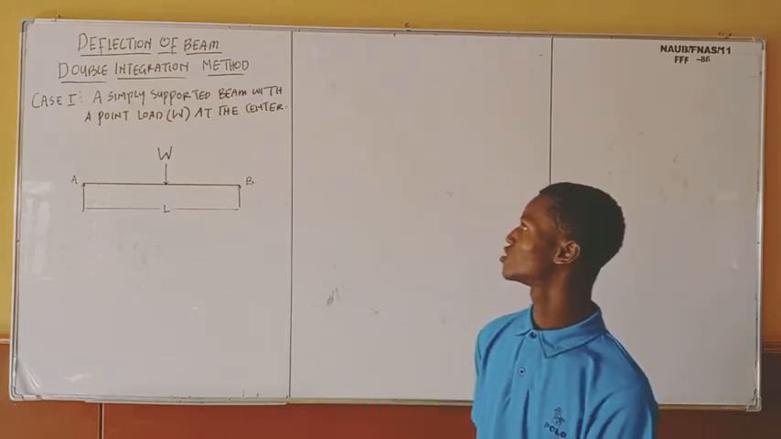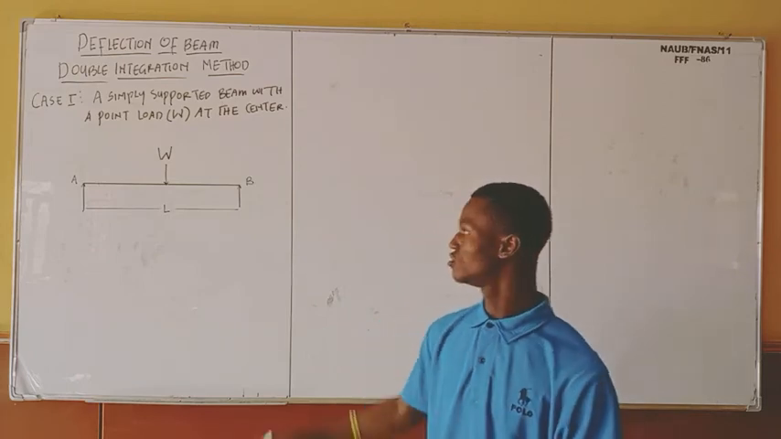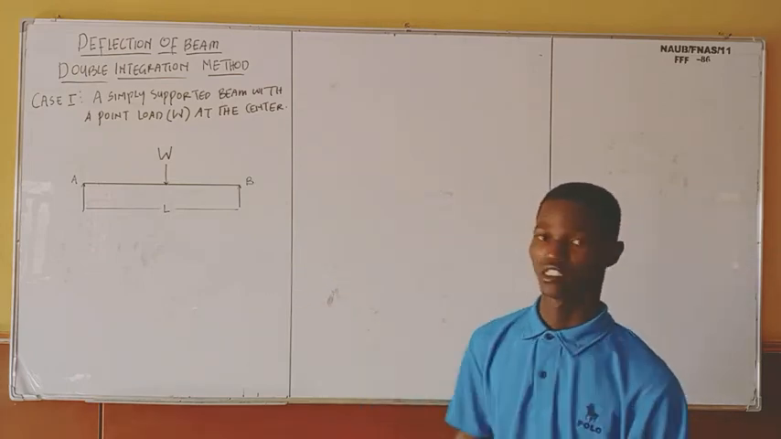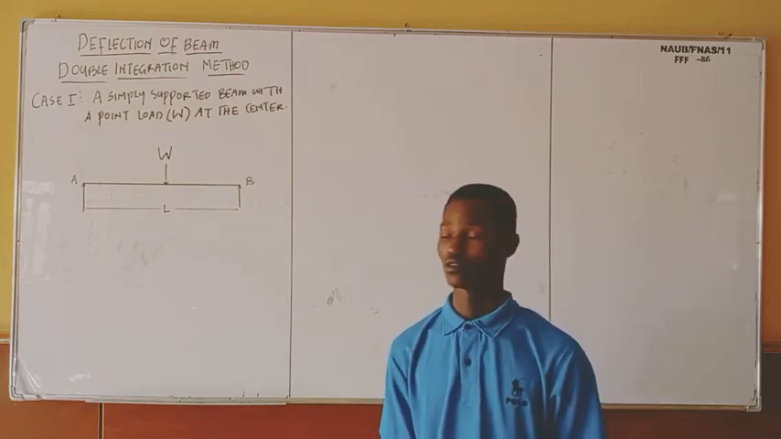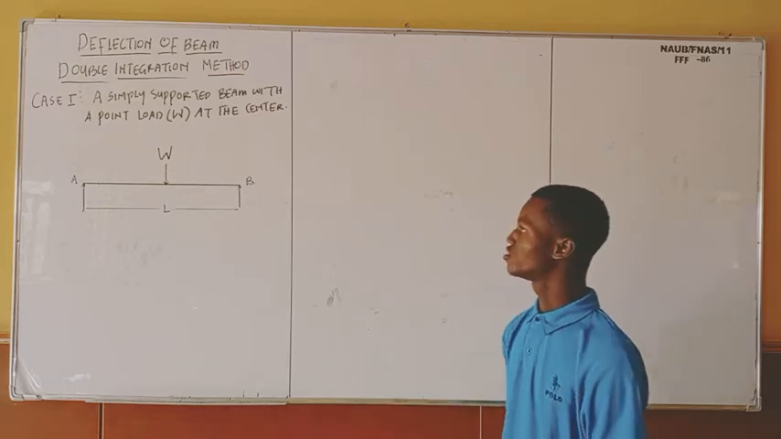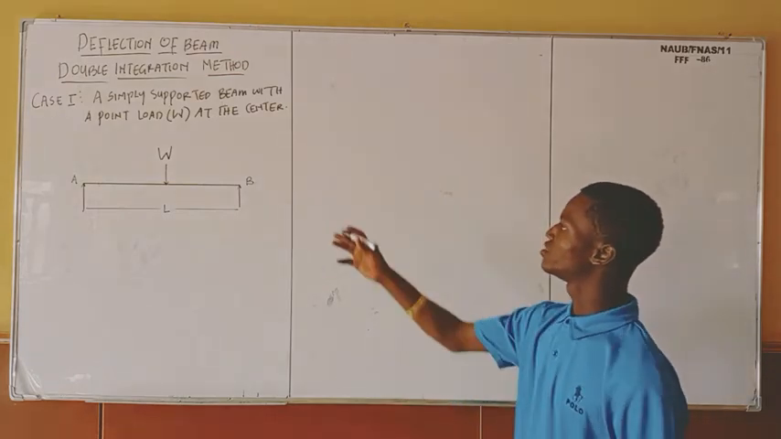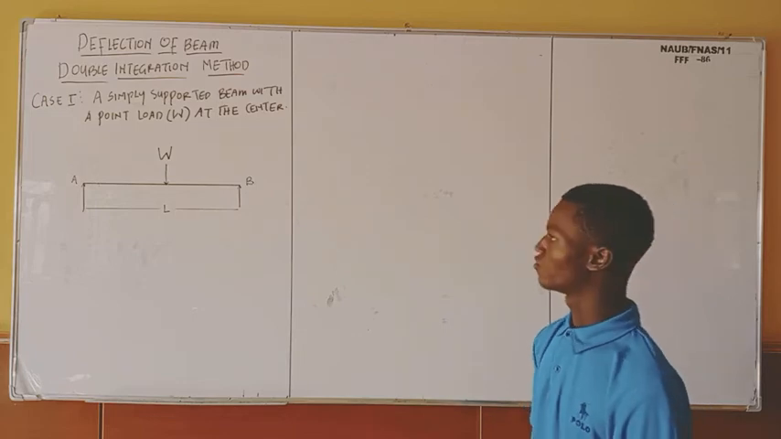We'll be looking at the deflection of a beam, which we are going to analyze using the double integration method. You know that we have different methods to analyze deflection of a beam. We have Macaulay's method, we have the moment area method, but today we'll be looking at the double integration method. Today I'll be teaching you case 1, which is a simply supported beam with a point load W at the center of the beam.